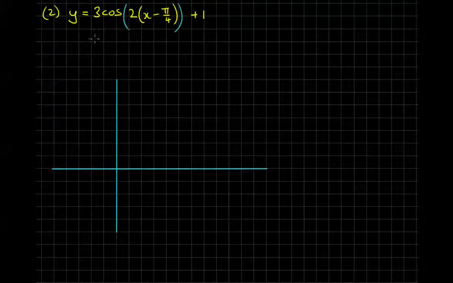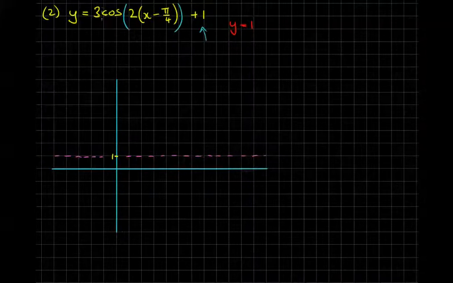Right, first of all, remember we should start with the principal axis, so we have a plus 1 at the end. That means y equals 1 is the principal axis, the middle of the wave. So let's say this is 1 here. Okay, we've got the middle of the wave here. So this dotted line is going to be the middle of our wave.